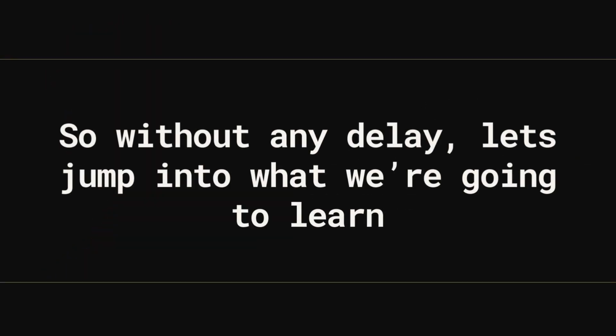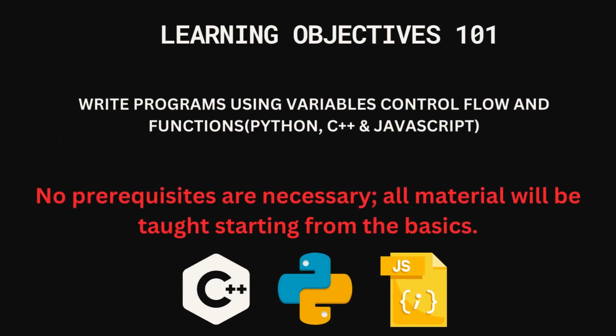Well, without any delay, let's jump into what we are going to learn. So, we have six learning objectives in this course, and the first objective is how to write programs using variable, control flow, and function. And we'll be using Python, C++, and JavaScript, and no prerequisites are necessary. All materials will be taught starting from basics, so it's pretty straightforward.